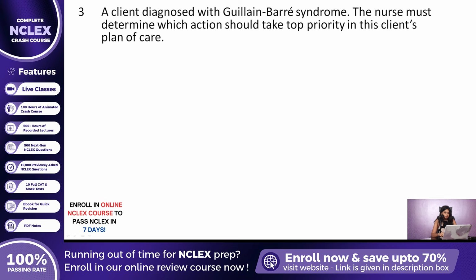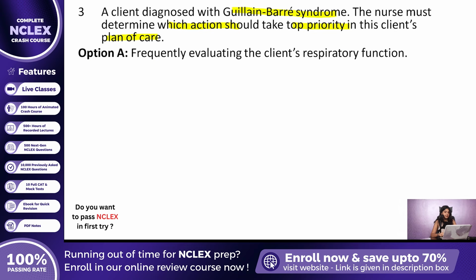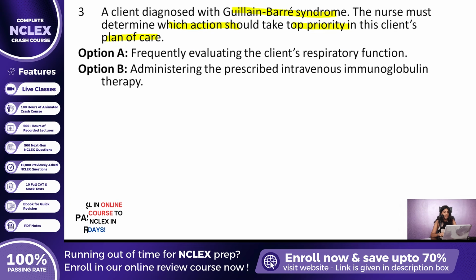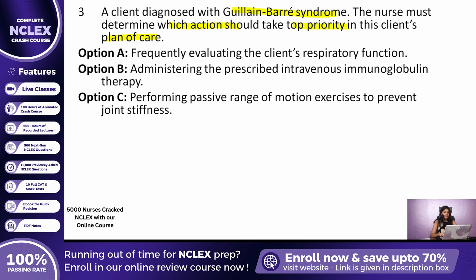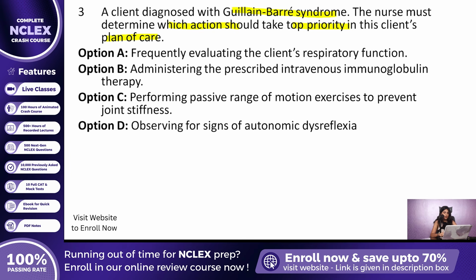Question 3. Let us continue with a question focused on prioritizing care for a client diagnosed with Guillain-Barré syndrome. The nurse must determine which action should take top priority in this client's plan of care. Here are the options to consider. Option A, frequently evaluating the client's respiratory function. Option B, administering the prescribed intravenous immunoglobulin therapy. Option C, performing passive range of motion exercises to prevent joint stiffness. Option D, observing for signs of autonomic dysreflexia.